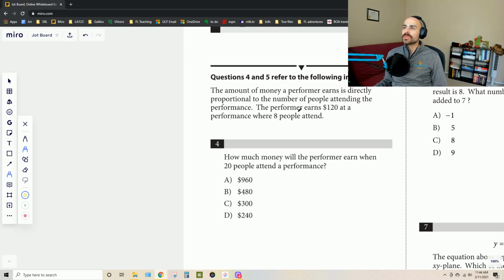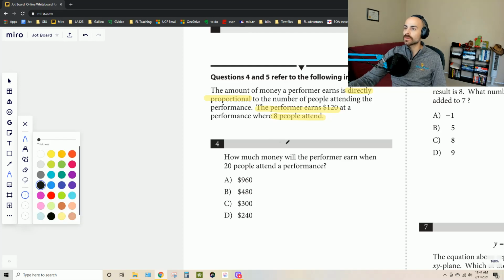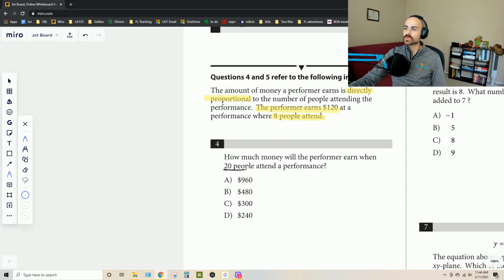In this problem, the idea of them telling us that it is a directly proportional relationship tells us that writing out an actual proportion between two fractions is likely going to be our best bet here. And that original fraction will be that $120 is associated with 8 people. That's how much money you make when 8 people attend the show. And what they're asking for number 4 is what happens when 20 people show up.